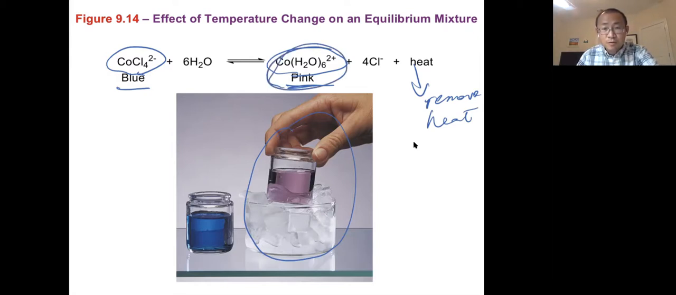Put in the ice, remove heat, because heat is a product. If you remove product, the equilibrium will shift to the right to give you more heat. Again, think about reducing the stress. What's the stress? You take heat away. If you take heat away, the system wants to get more heat, to reduce the stress. How do we get more heat? To the right, because the right will produce heat. Does it make sense, guys? For all these?